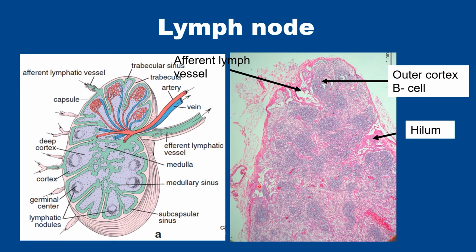The cortex is covered by a capsule. The afferent lymphatic vessel pierces the capsule to enter the substance of the lymph node. There is a depression on one of the sides of the lymph node. It is called the hilum, through which the blood vessel enters, and the veins and the efferent lymph vessel come out.